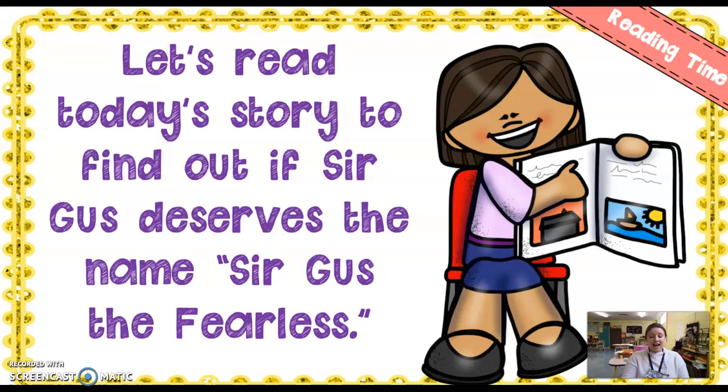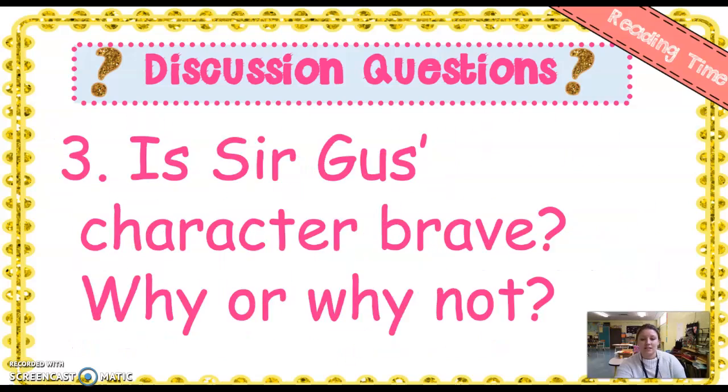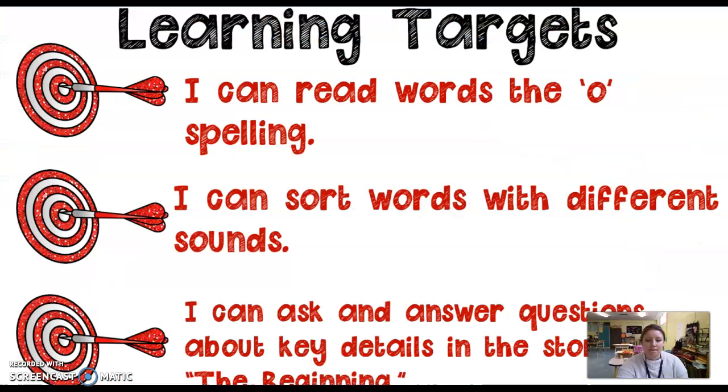All right. In your Google form today, your job is going to be to sort the words based on sound and spellings for O and U to make the u sound. You're going to reread the beginning and answer a couple of these questions. These are the discussion questions.